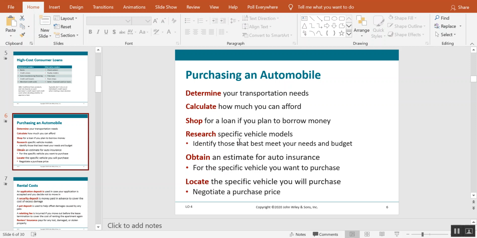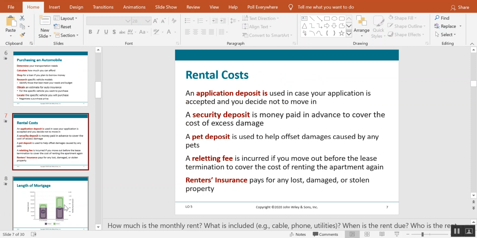But anyway, do some research. Don't just go, okay, well, I like the way that one looks. Maybe that's not a real reliable vehicle, but you want to look at a vehicle that will meet your needs and your budget. You also should look at how much the insurance is going to cost you for a specific vehicle that you're going to buy, and then go out and actually shop for the vehicle and negotiate the price that you want to pay.